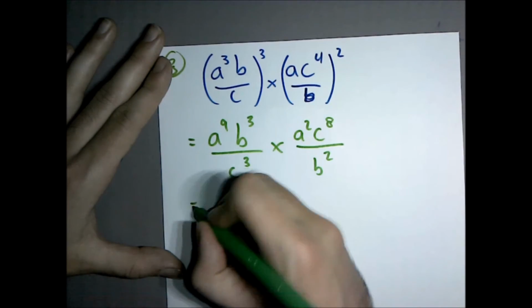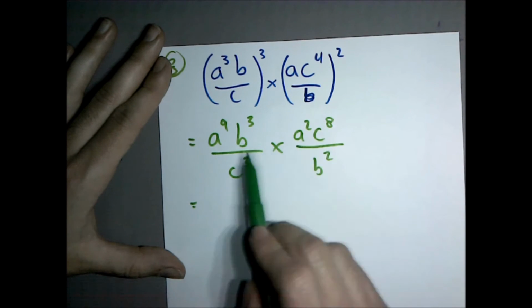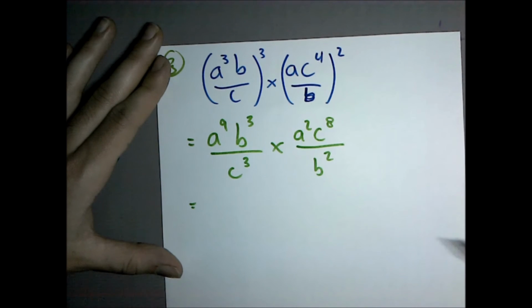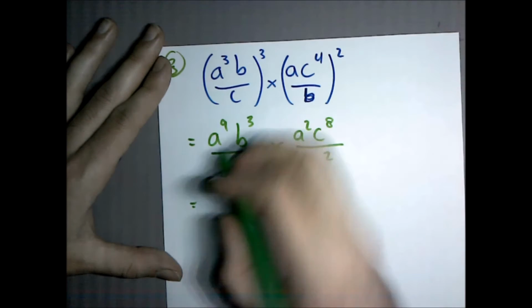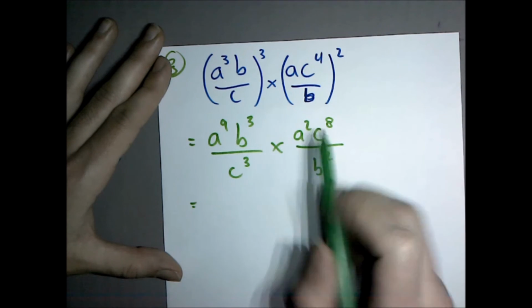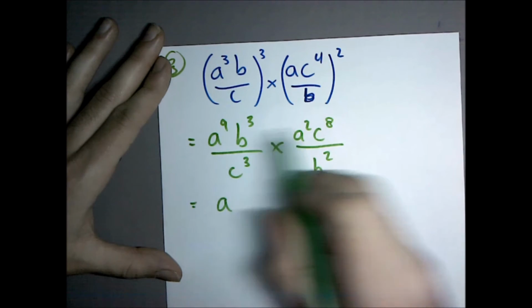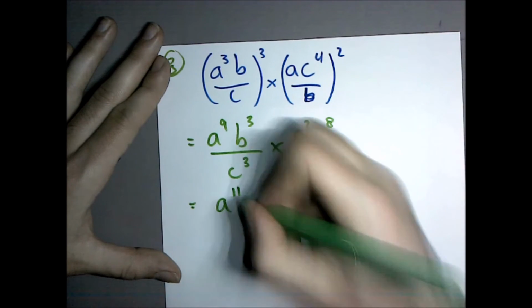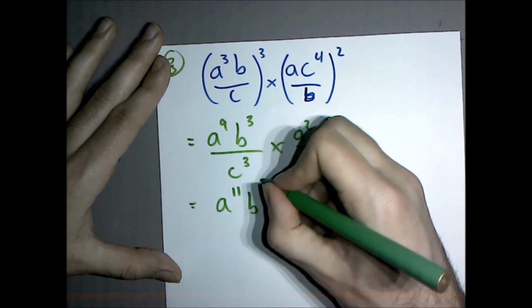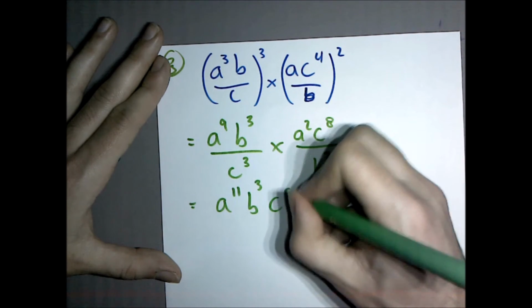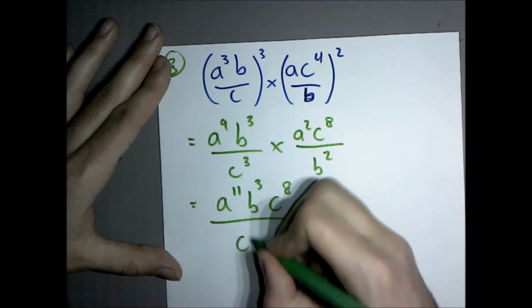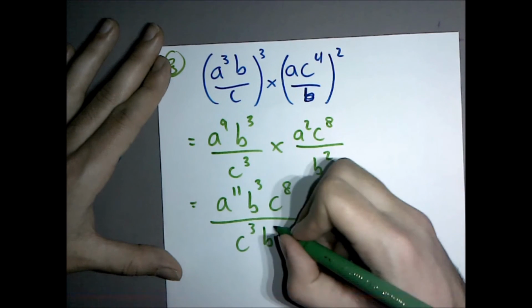Now, what I can do is multiply my fractions together. So you multiply the top line, multiply the bottom line. So you're going to be using index law number 1 as well now. So a to the power of 9 multiplied by a squared is going to be a to the power of 9 plus 2, which is 11. And I can't join the b and the c, so it's going to be b to the power of 3, c to the 8 on top. And on the denominator, I'm just going to be left with c to the power of 3 and b squared.